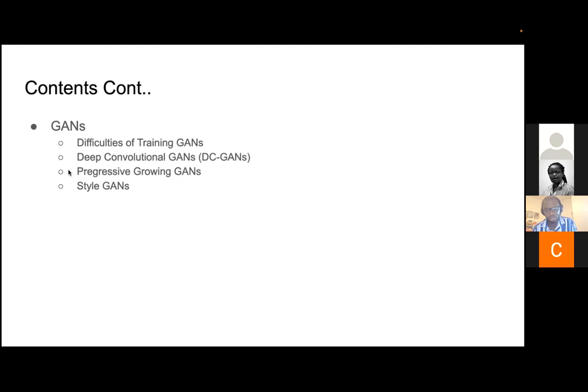The next one is GANs. What are GANs first, and why are GANs difficult to train? Deep convolution GANs, progressive growing GANs, and style GANs. The progressive growing GANs and style GANs are a bit tricky in nature. So we'll dive deep into the architecture, how the style vector is incorporated, and how the progressive growing GANs actually grow. So it's progressive. That's a spelling mistake.